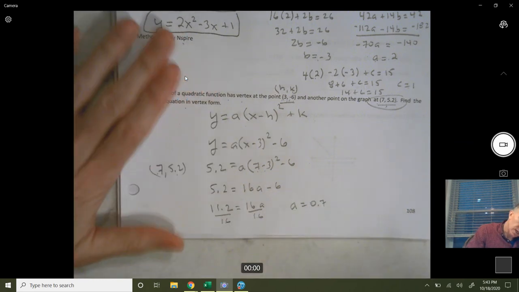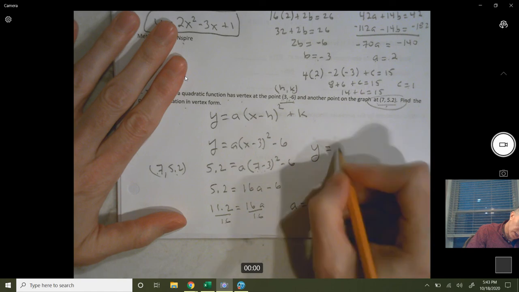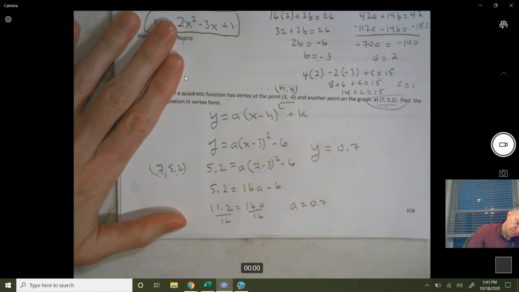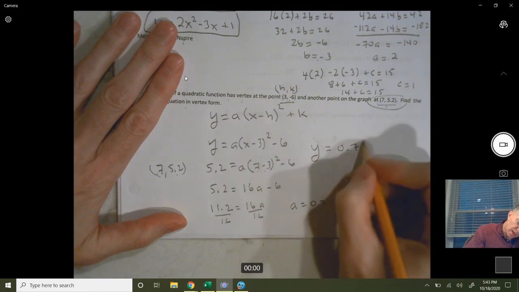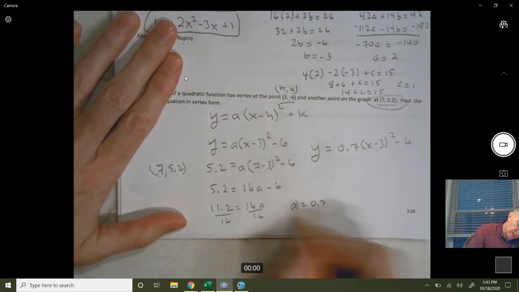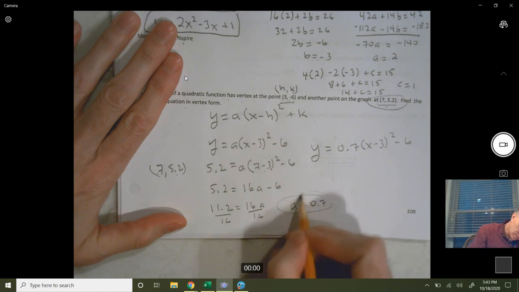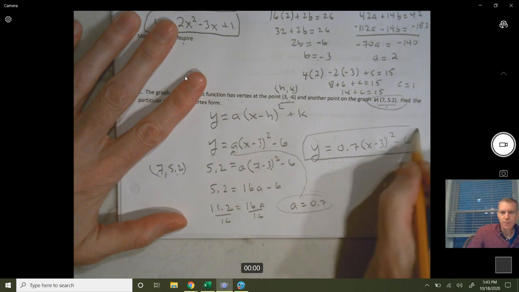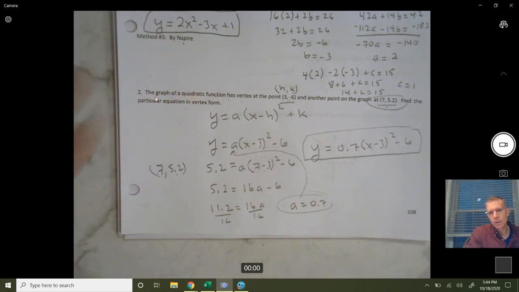Okay, so plugging that in, we get our equation: y equals 0.7 times x minus 3 squared minus 6. I just plugged that a in over here, and everything else should be the same. All right, and you can double check that by graphing that on your calculator if you like. But that's it for today.